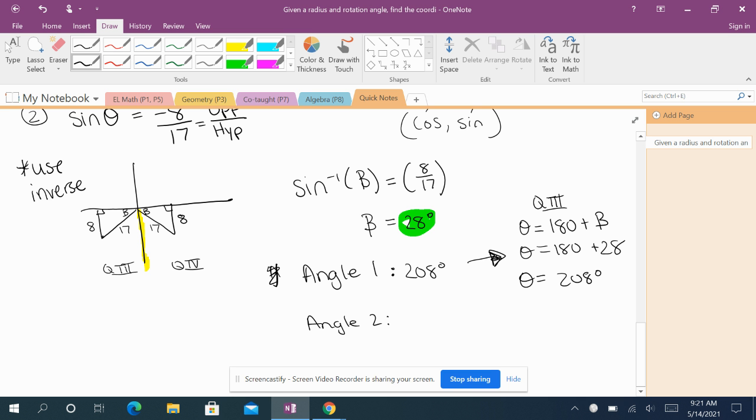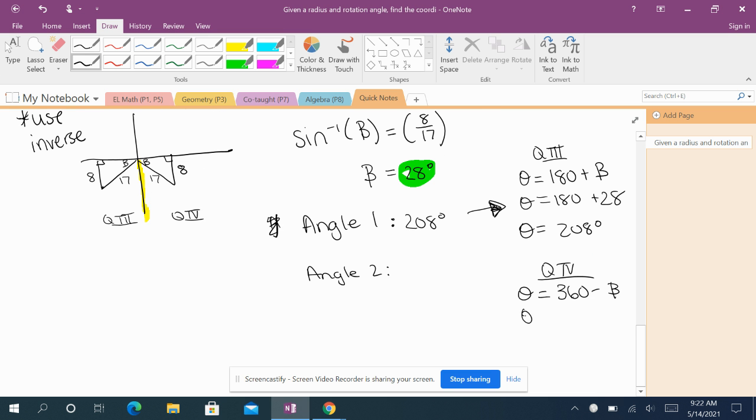Angle 2 is in quadrant 4. In quadrant 4, we have to use the equation theta equals 360 minus beta. So if beta is 28 degrees, I'm going to subtract 28, and theta is going to be equal to 332 degrees. That's the measure of our second angle, and that's because we did this work that's here.